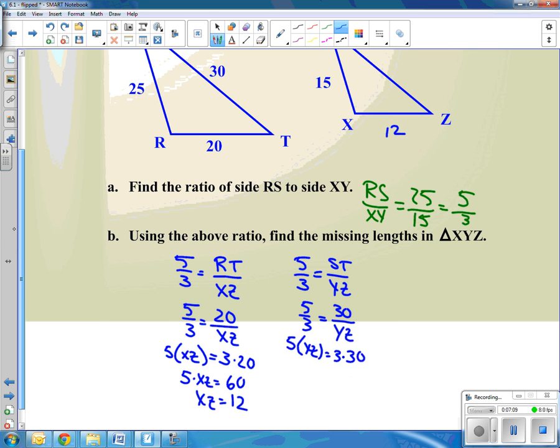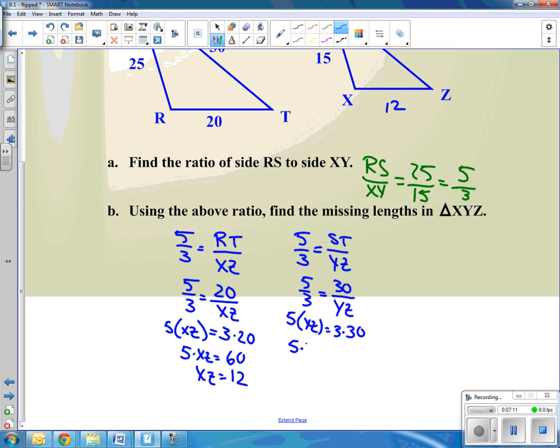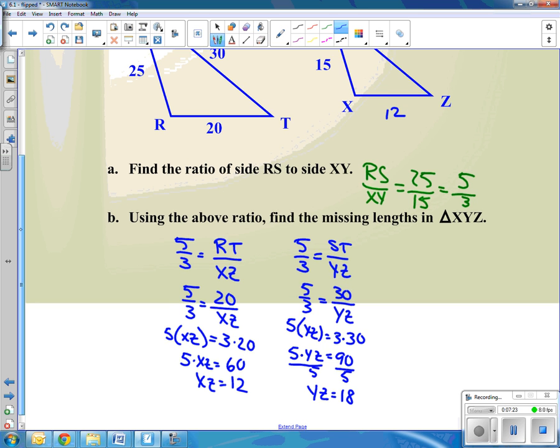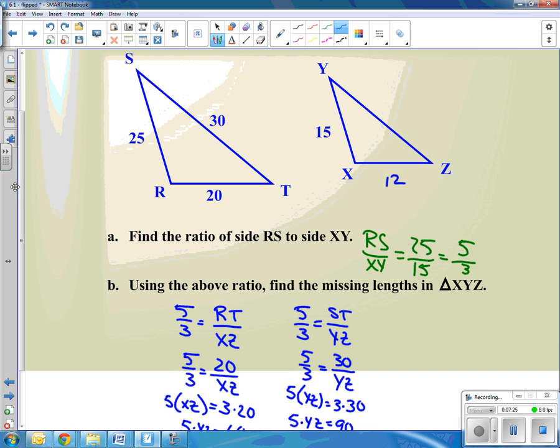Okay, make a little bit more room. I get 5 times YZ equals 90. So I'm going to divide by 5 and come up with YZ equals 18. Okay, so now I'm going to go back up, put 18 into my diagram, and now I have both triangles with all 3 lengths in them.